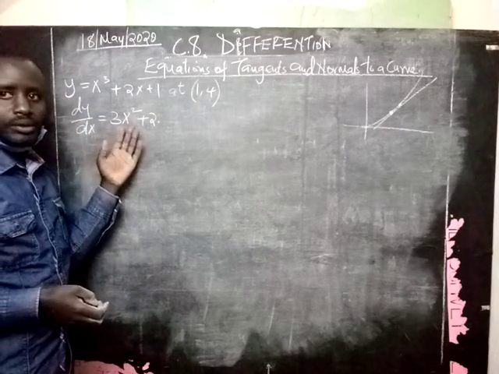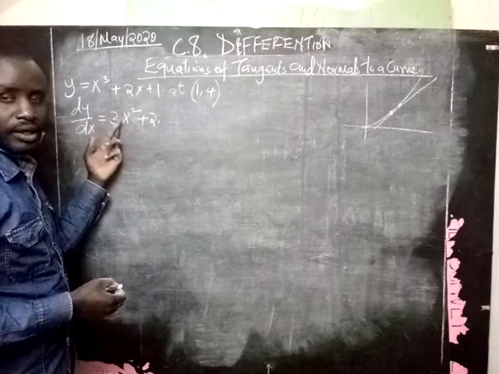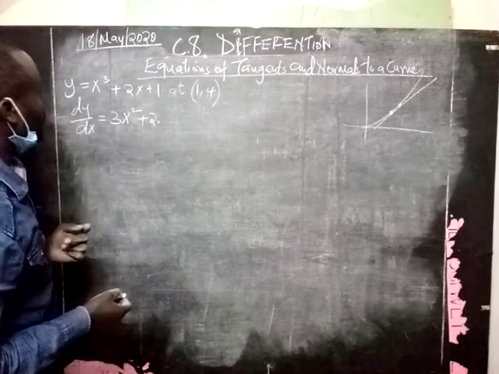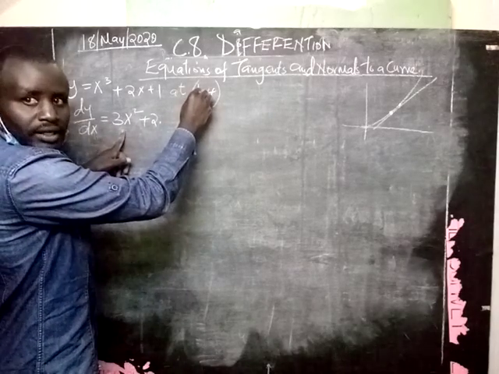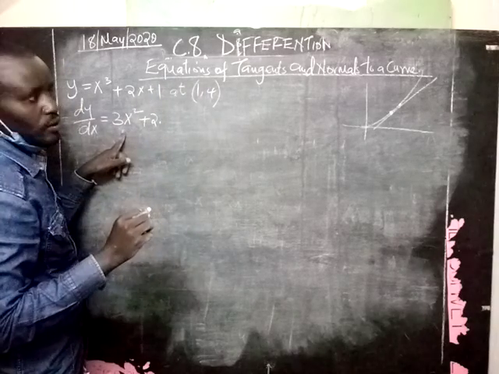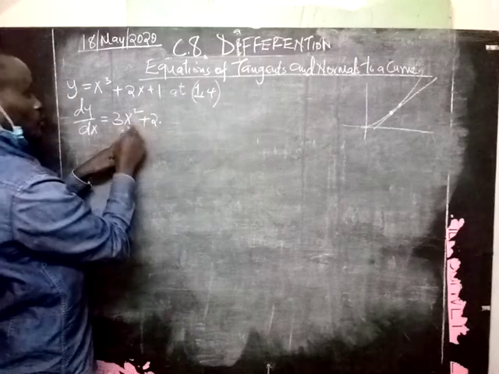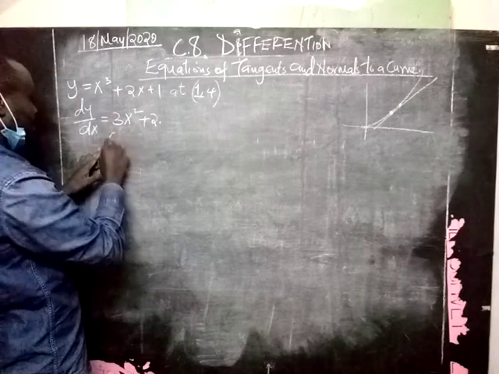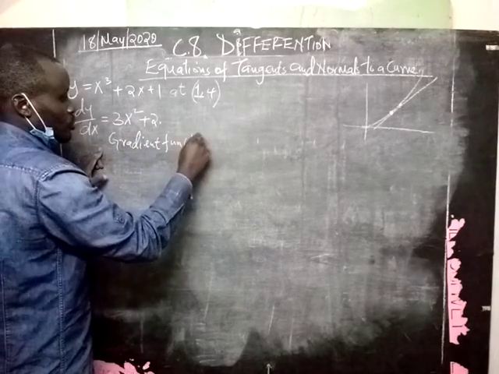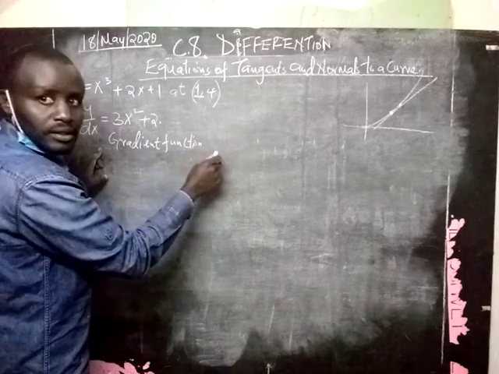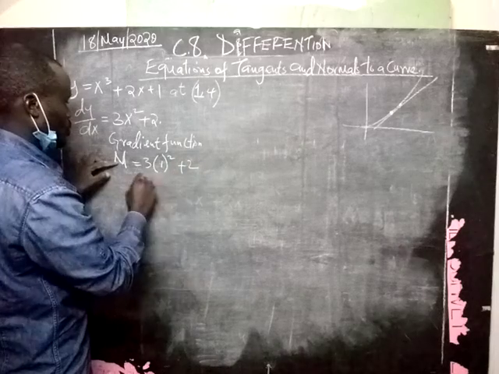So we've differentiated, and we have our gradient function here. To find the gradient of this line, we are going to replace the value of x with this one, the gradient function. So to find the gradient, we say 3 into 1 squared plus 2, which is going to give us 5.